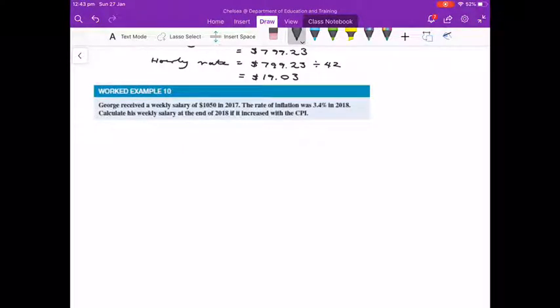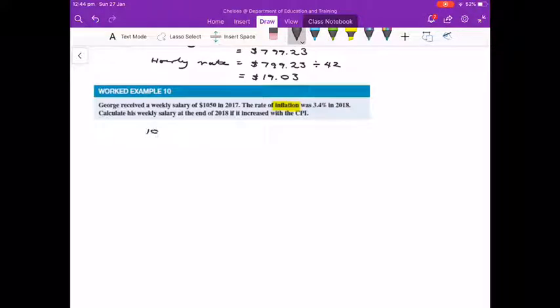George received a weekly salary of $1,050 in 2017. The rate of inflation was 3.4% in 2018. Calculate his weekly salary at the end of 2018 if it increased with the CPI. Now CPI is Consumer Price Index, and inflation means that it increased. So this question is very similar to the way we increase by a percentage.